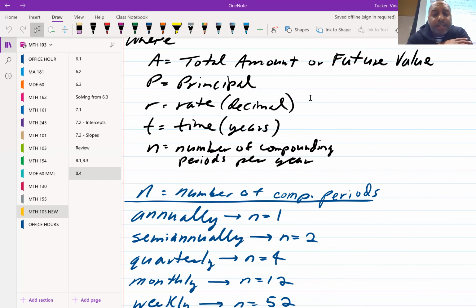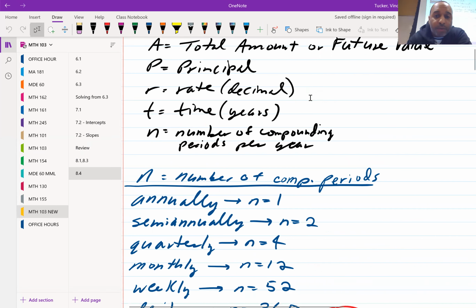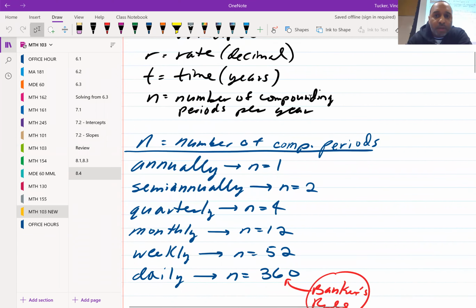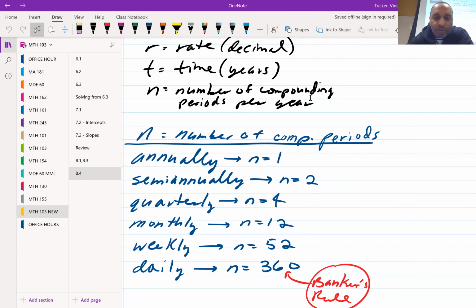Now, when it comes to N, the number of compounding periods per year, normally they're not going to give you a number. They're going to give you a keyword that's going to let you know what the number is supposed to be for N. So annually is 1 time per year. Semi-annually is 2. Quarterly, N will be 4. Monthly, N would be 12. Weekly, N would be 52. Then daily is going to be 360, not 365, because of Banker's rule.